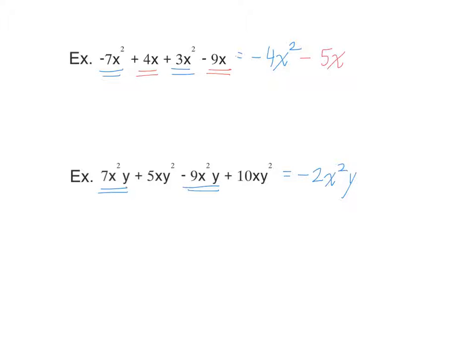The other term is xy squared. In total, I have 15 of them. Although these two have the same variables, they don't match in exponents, so I have to keep them separate, and this is considered simplified.